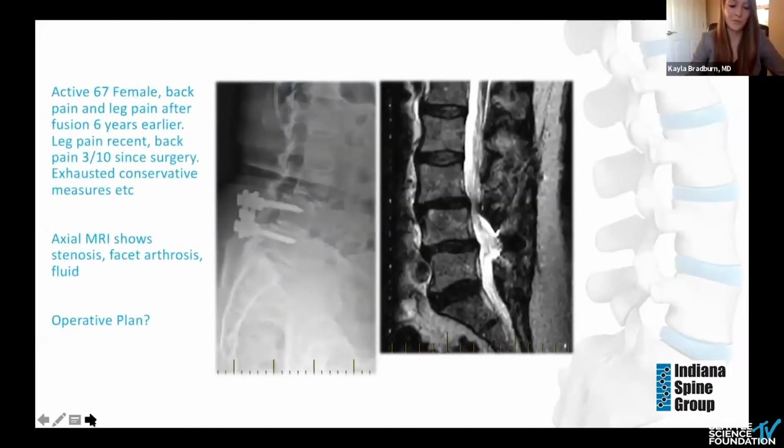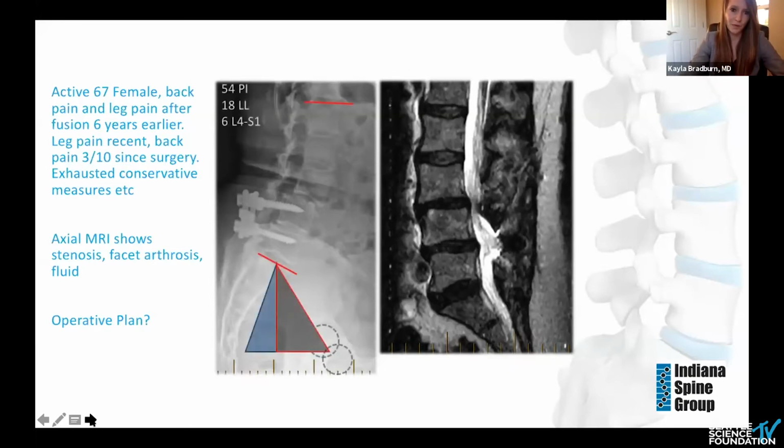All right, so for our first case, we have an active 67-year-old female presenting with back and leg pain after a previous L4-5 fusion done about 6 years prior. She more recently developed the leg pain, but the back pain's been 3 out of 10 since her surgery, and at this point, she's exhausted conservative treatment measures. On the left, you can see a lateral x-ray of her lumbar spine showing her prior L4-5 posterior spinal fusion, adjacent level disease, and anterior listhesis of L3 on L4.